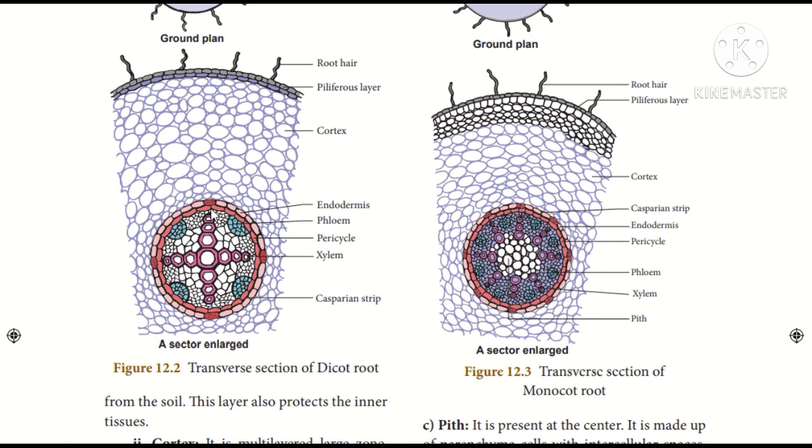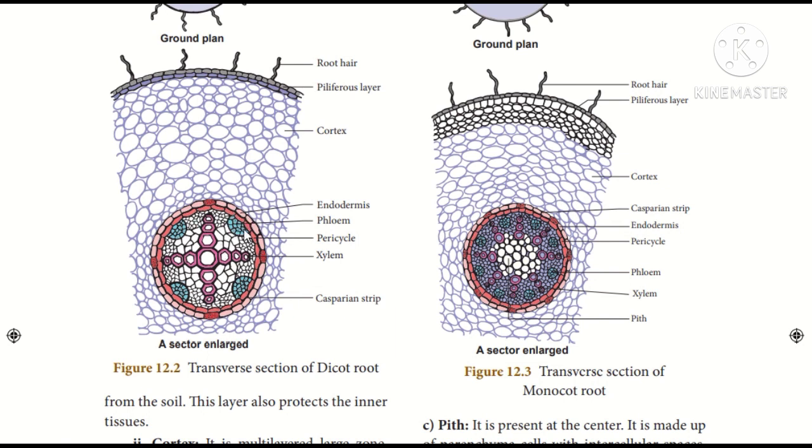And what is the endodermis here? It is actually a continuation of the cortex. Here you can see, children, it's a continuation. The cortex extends from below the piliferous layer to the last one. You can see the cortex is present. So endodermis is usually embedded inside the cortex.